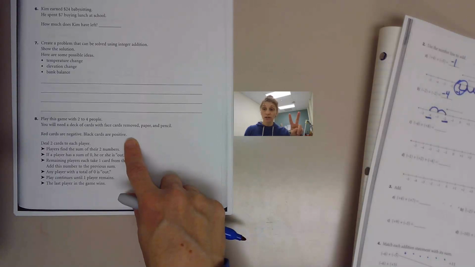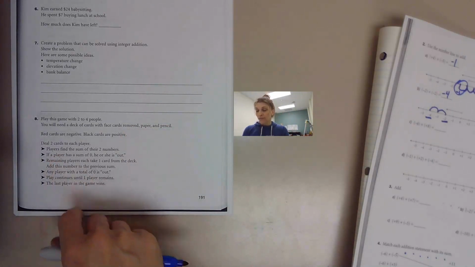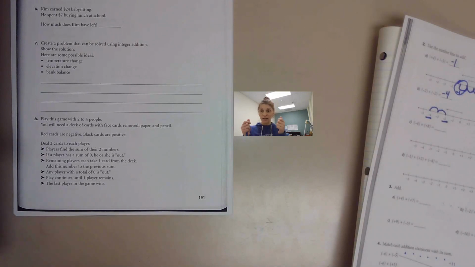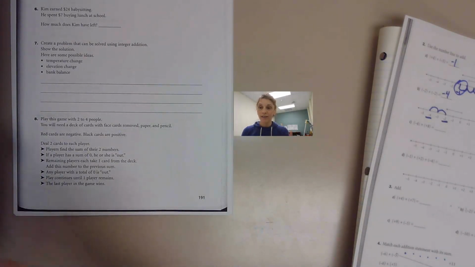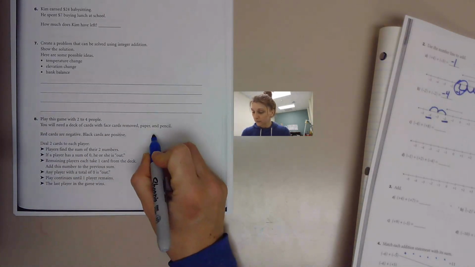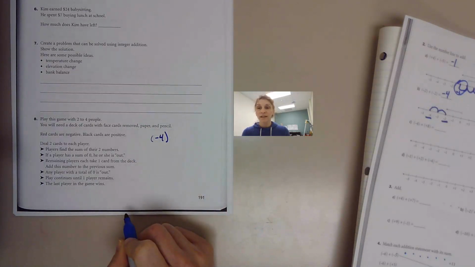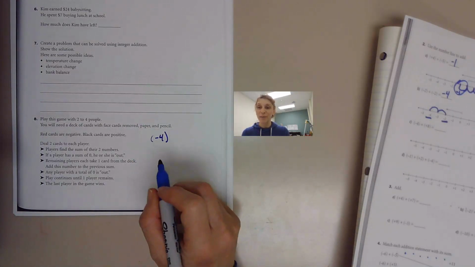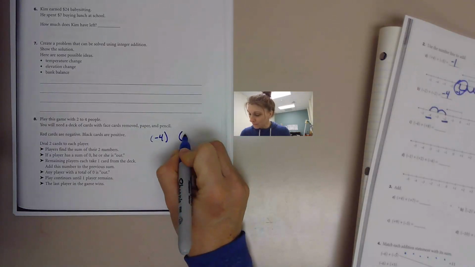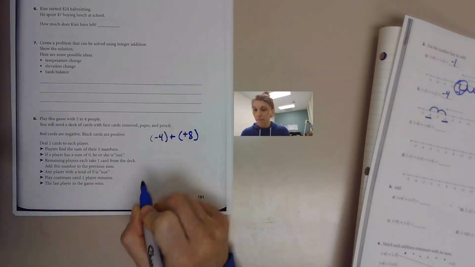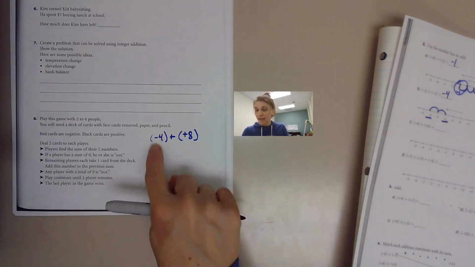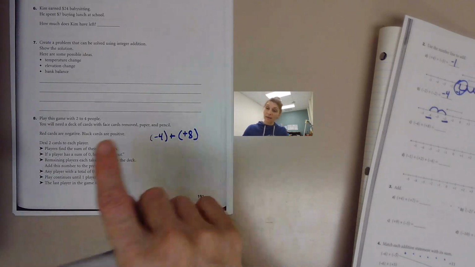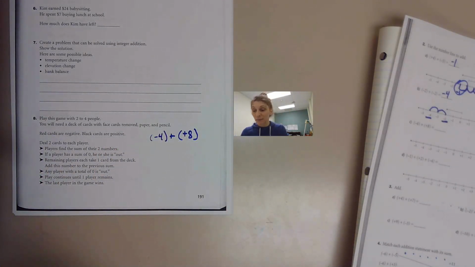Okay, so deal 2 cards to each person. Find the sum of your cards. So you take your cards. If you have a red card, it is negative, right? Yes. So if you had a red 4, it'd be a negative 4. And you also had a black 8. That's a positive 8. Find your sum. Okay, what do you have? Okay, I'm at negative 4 and I add in 8. That brings me to positive 4. That's how much you would have.